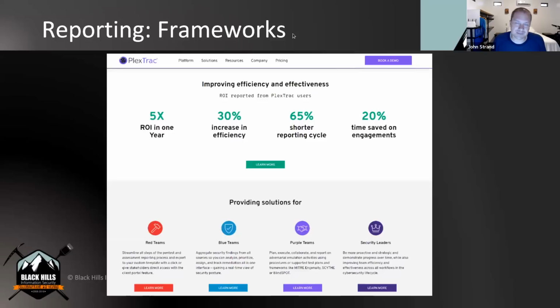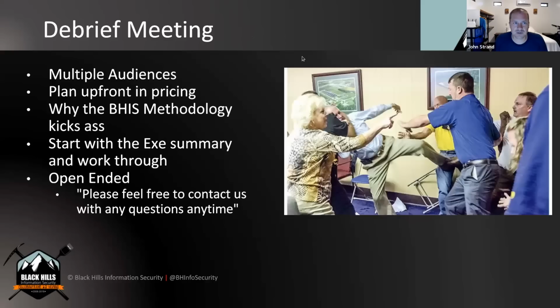Reporting frameworks. I just want to throw a shout out to our friends at PlexTrack. We don't use PlexTrack, and it's not that they suck. It's just that we're so ingrained into our legacy reporting templates and everything that we have set up. But working with something like PlexTrack or a reporting framework will help reduce the copy and pasting. It'll help you reduce your reliance on trying to write things up. It'll bring consistency to what you're doing. So please have a framework for your testers that you can use.